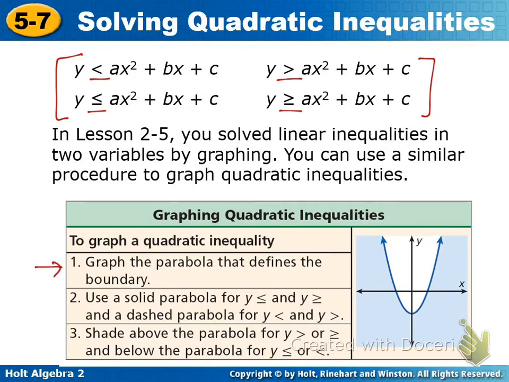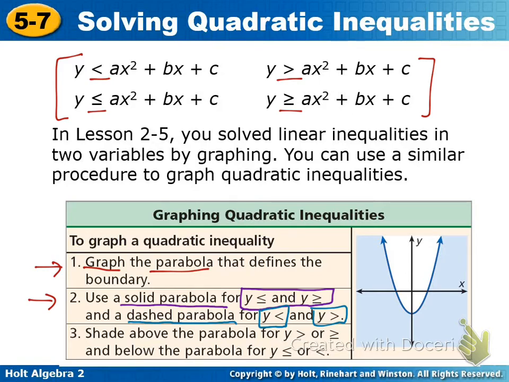Step 1, you're going to graph the parabola that defines the boundary. And graphing your parabola we had in last class, so you know how to graph it. Then step 2, important steps here. Step 2 is you're going to use a solid parabola for y less than or equal and y greater than or equal. And then you will use a dashed parabola for y less than and y greater than. So 2 very important steps there. Solid parabola you associate with the equal sign, and dashed parabola when the equal sign is not present.